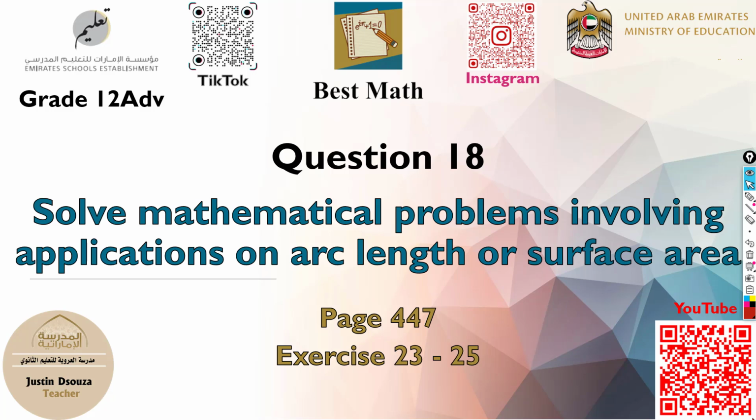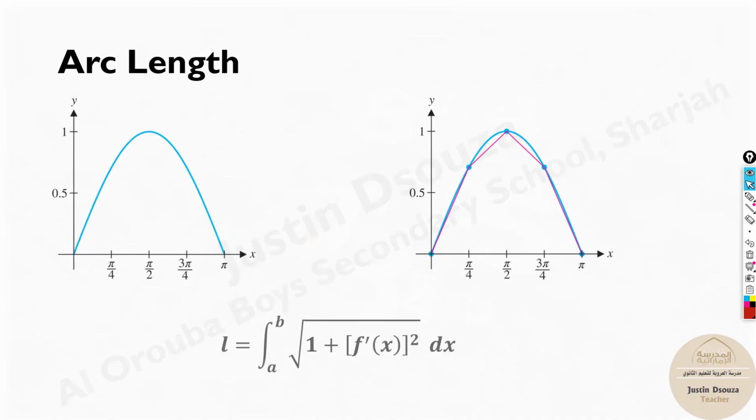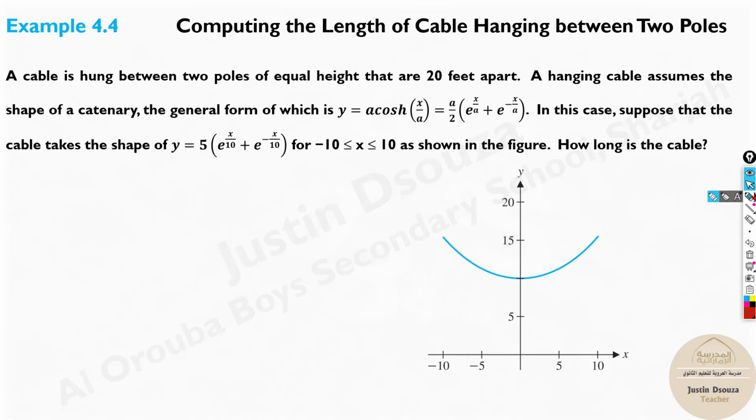Question number 18 is to solve problems based on arc length. Let us look into the arc length formula. Here we have a simple formula: the integral from the limits a to b of the square root of 1 plus the derivative f prime of x, or f dash of x, squared, dx. So the derivative is to be known, then it goes inside the integral and you solve it using the formula. Let's solve a problem here.